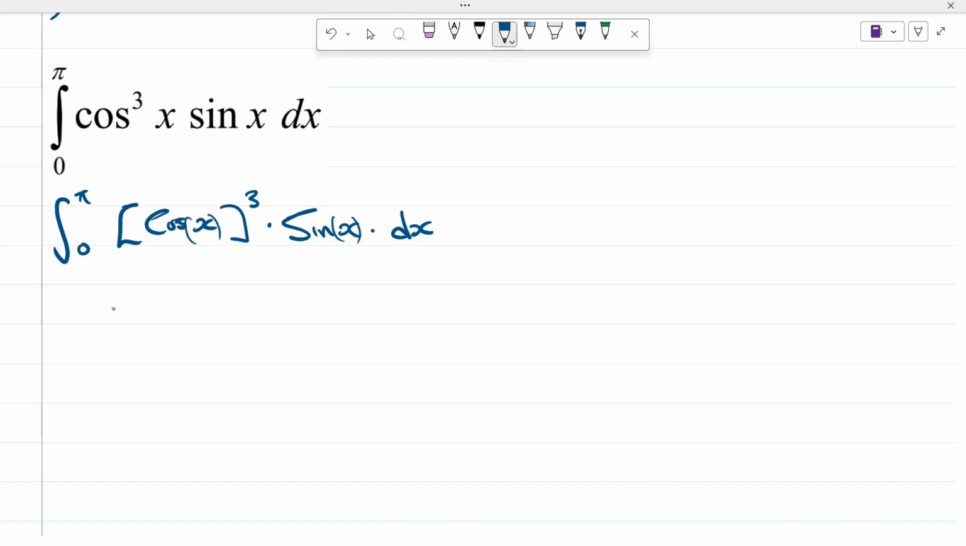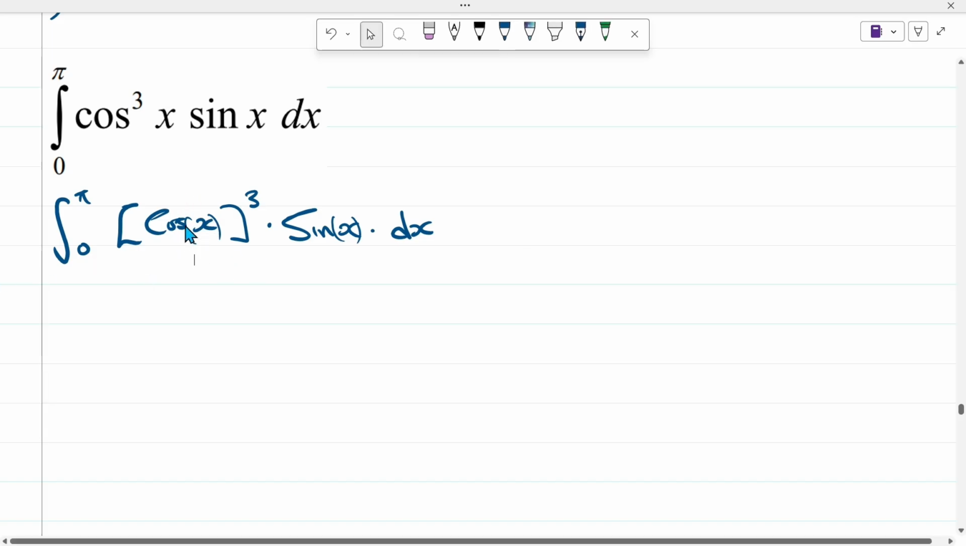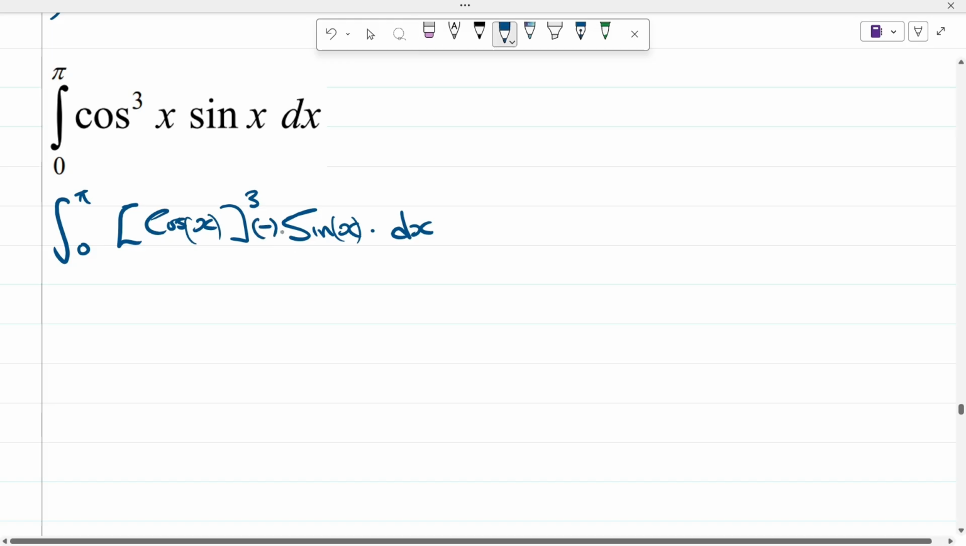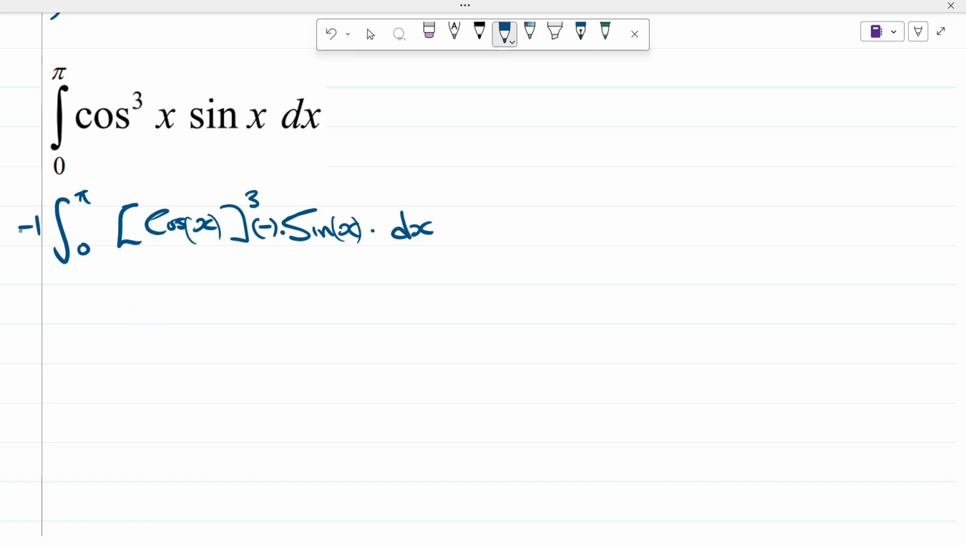And then from here, if you let cos x be your function, then this must be the derivative of that. But it's not complete, because whenever we differentiate cos, we get a negative sign. So I must put a negative here. Allow me to put a negative sign here. Again, I must cancel that negative sign, so I'm going to put -1 outside there.